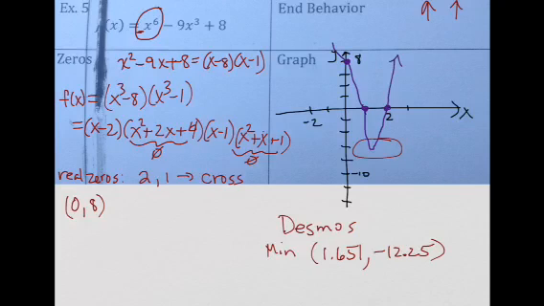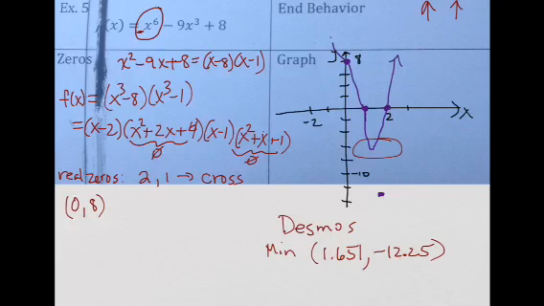So that would actually be 1.65 approximately right here. Approximately. Okay, so notice it's not like 1.5, it's not halfway between these two. There's no symmetry. It's actually lopsided. It's more towards the right side because it's 1.65, negative 12.25. So the graph would look something like this.